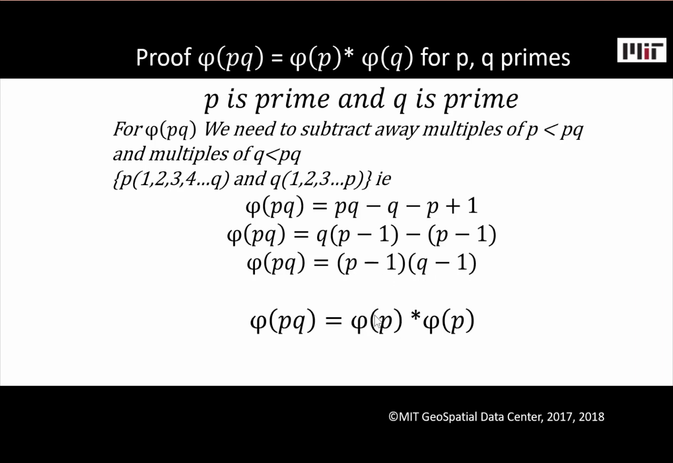And guess what? That's just the totient function of the prime P, and we said P and Q are primes. So these are just the totient functions multiplied together. So we've shown that the totient function of PQ is just the totient function of P times the totient function of Q, should be Q. Misprint there. I'll correct that later.